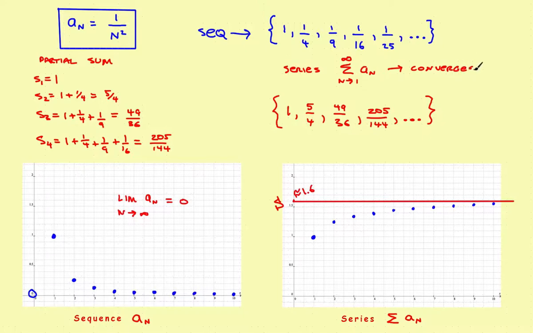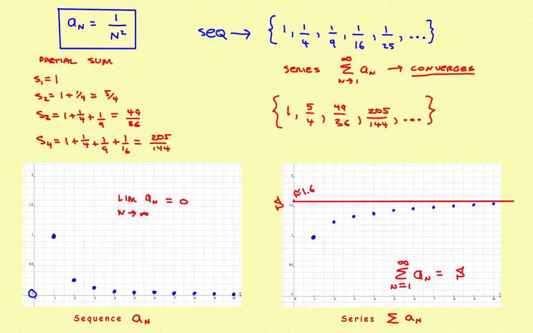So this right here, we'll just put the series converges, and it seems to be converging to about 1.6. So in this case, and I think I'll write it down here, this would be saying that the summation as n equals 1 to infinity of the series is approaching S.